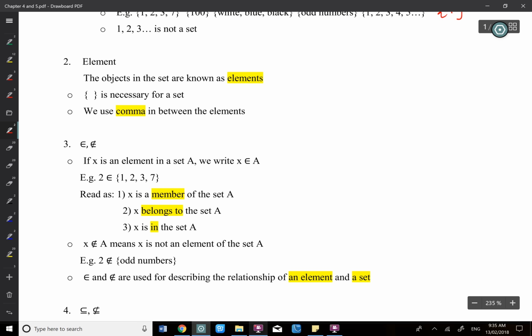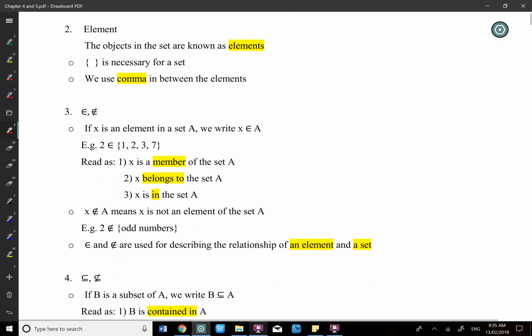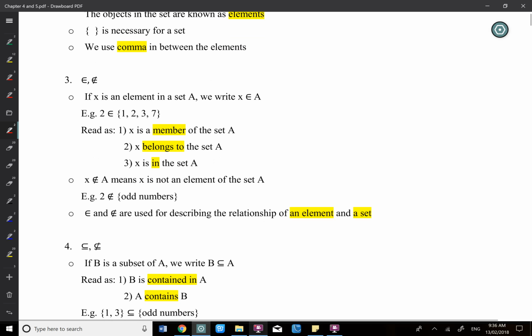Elements. The objects in this set are known as elements. So all the things you put into the curly bracket are called elements. The curly bracket is necessary for a set. There are some extreme cases where you don't need the curly bracket and it's still a set, but those are only one or two exceptions. So the curly bracket is necessary for the set. The third point is that we use a comma in between the elements.